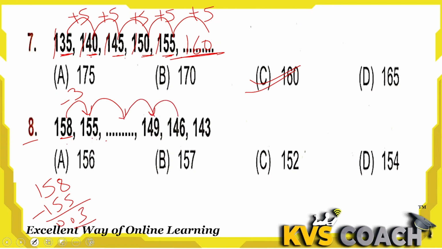And here will be, let's check, 149 minus 3 is 146. And 146 minus 3 is 143. This is absolutely right. It means there will also be minus 3. There will also be minus 3. So 155 minus 3 is 152. And 152 minus 3 is 149. So it means the number is 152. Pattern is right. C is the right answer.